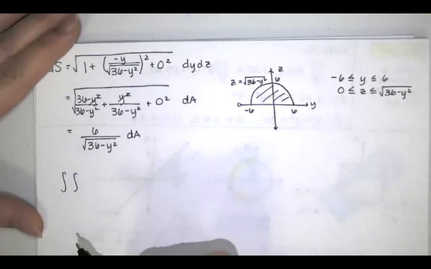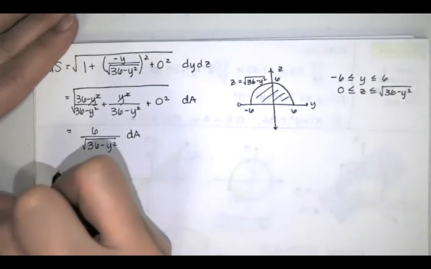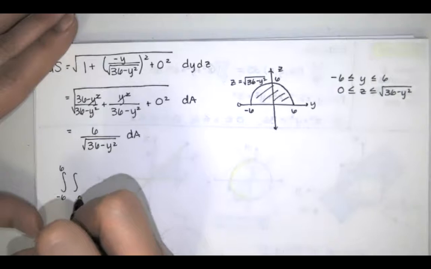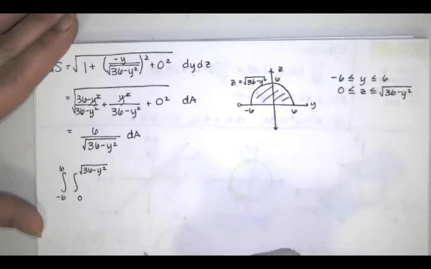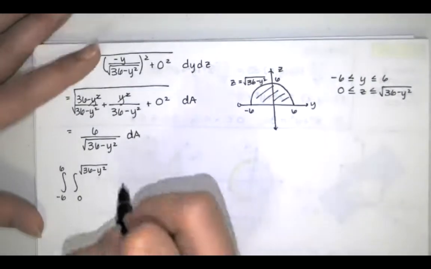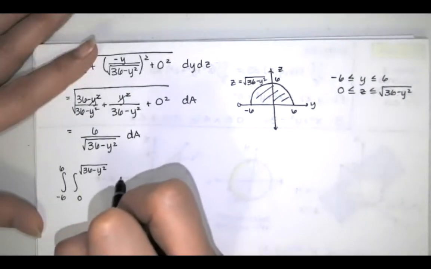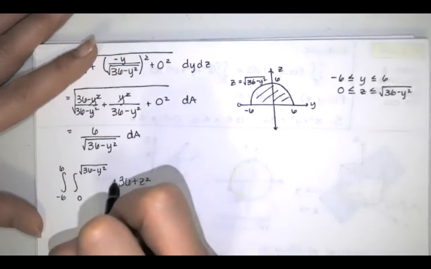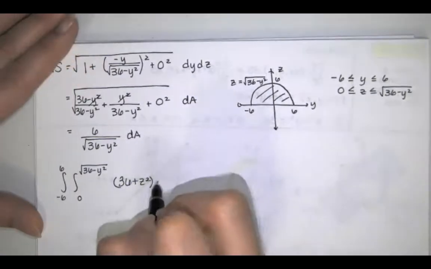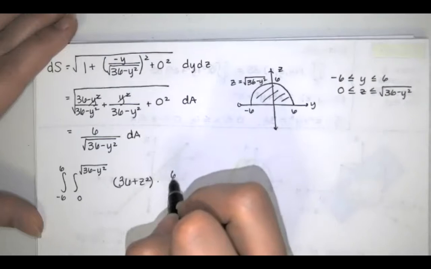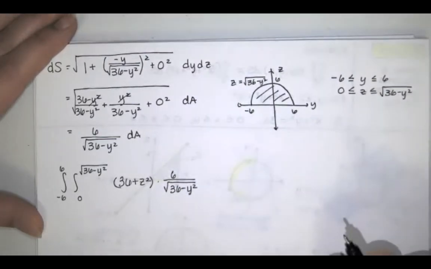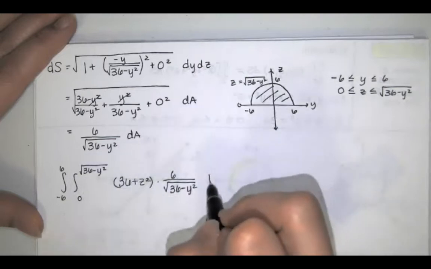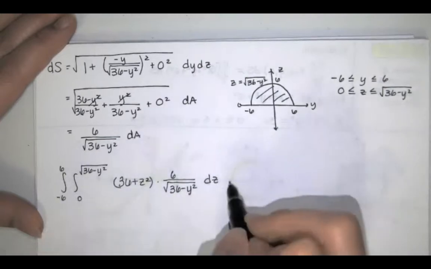The double integral over R3 is the integral from negative 6 to 6 of the integral from 0 to the square root of 36 minus y squared of our original integrand in terms of y and z only, which ended up being 36 plus z squared. And then we're multiplying by this surface area piece, which is 6 over the square root of 36 minus y squared. And then these bounds are bounds for z, and these bounds are bounds for y.